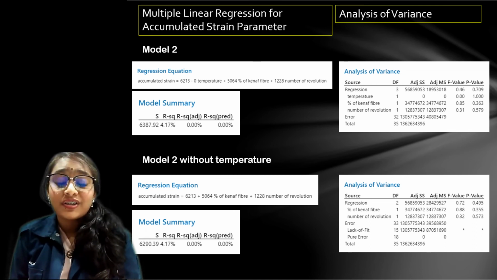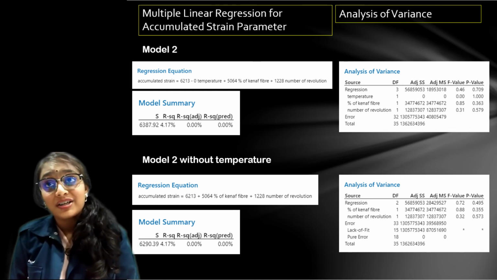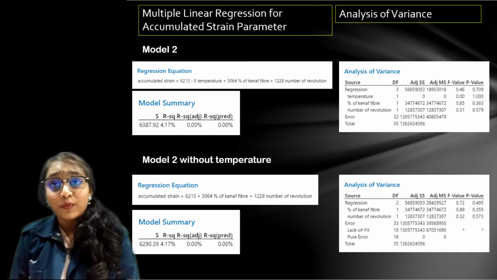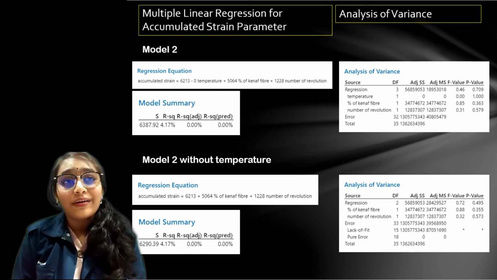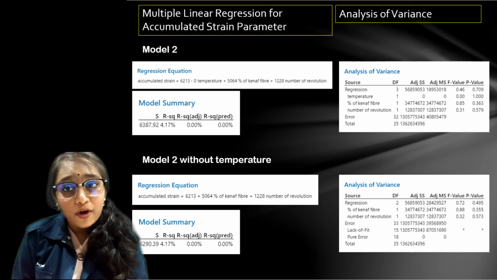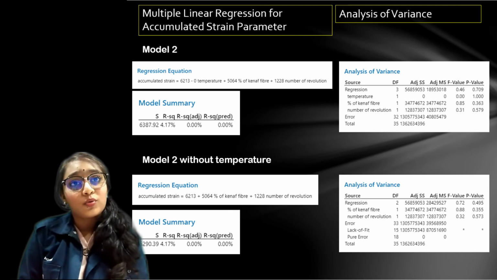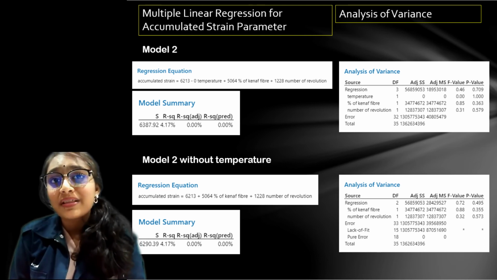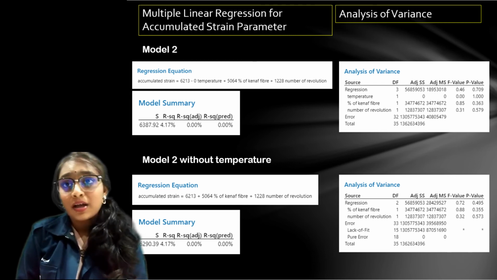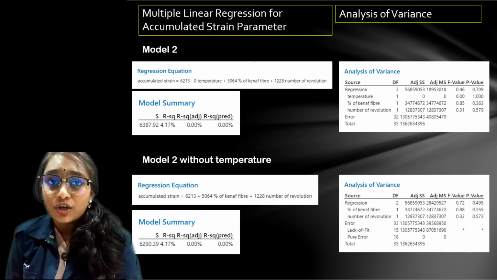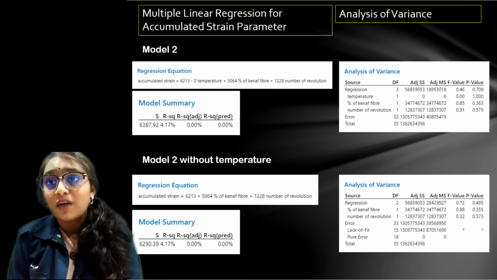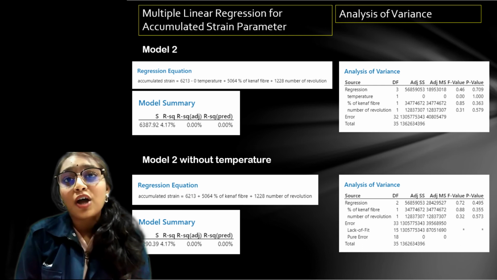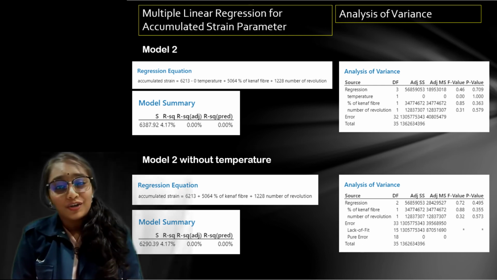R-square is one of the criteria that is used to determine whether a linear relationship between the response and the predictor fits the data well. From the figures of the model summary, unfortunately, the variation explained by the model was 4.17% for both trials, which is far from 100%. Therefore, the linear relationship between the response and the predictor doesn't fit the data well. Based on the analysis of variance, the p-value is more than the alpha level of 0.05. Hence, the regression model is not significant and thus could not be used to explain or predict the accumulated strain model.